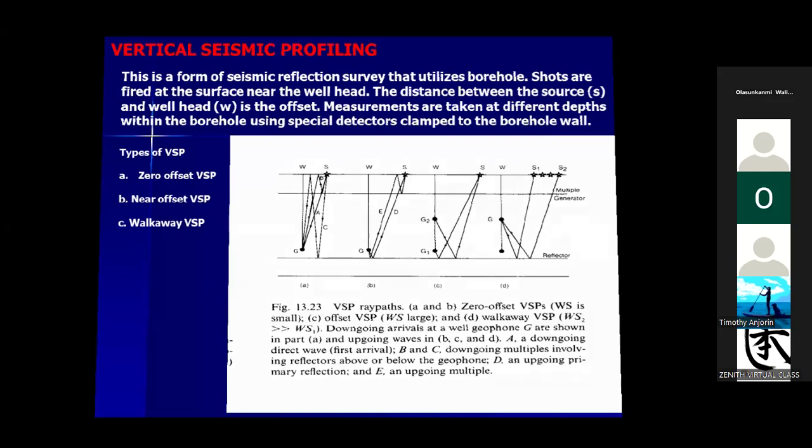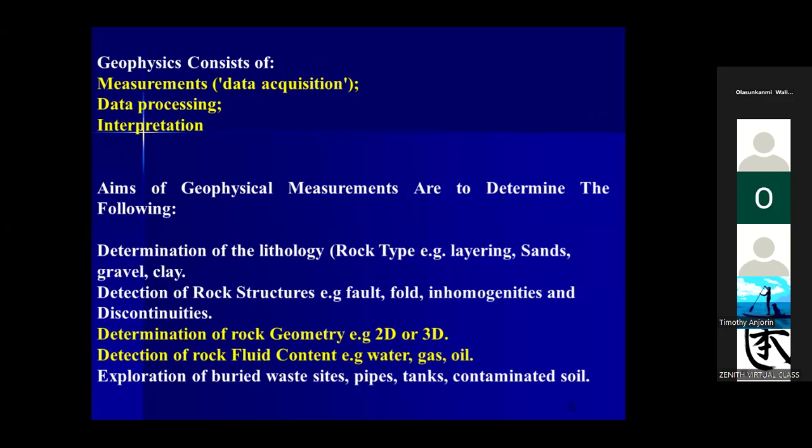Now, when you talk about geophysical investigation, we have 3 stages involved. First, data measurement. That's data acquisition. Go to the field and acquire your data. After acquiring your data, you have to process that data. That's data processing. The second stage is data processing. After processing your data, you now interpret. That is interpretation. So you can see 3 stages.